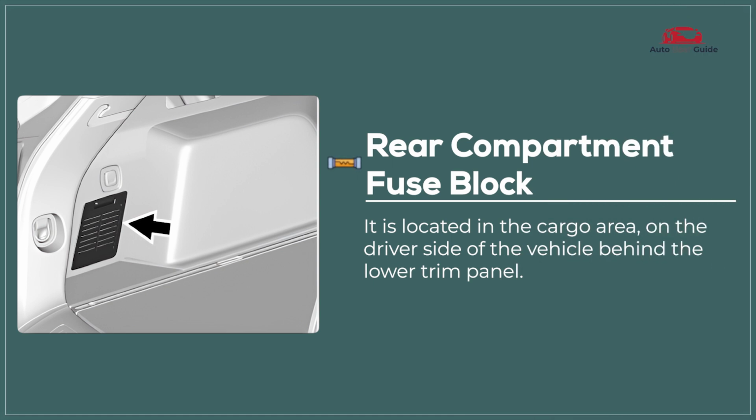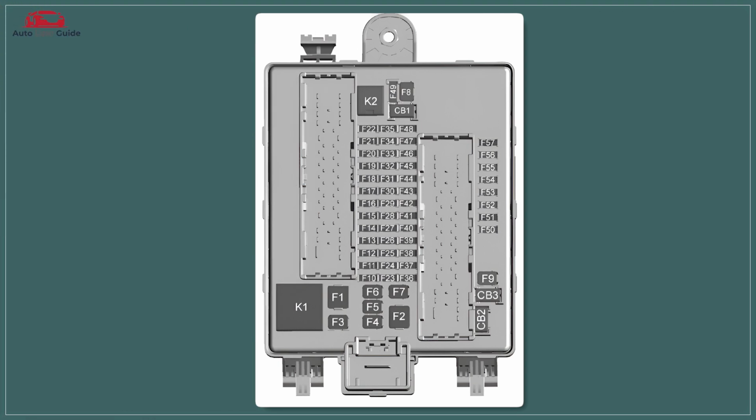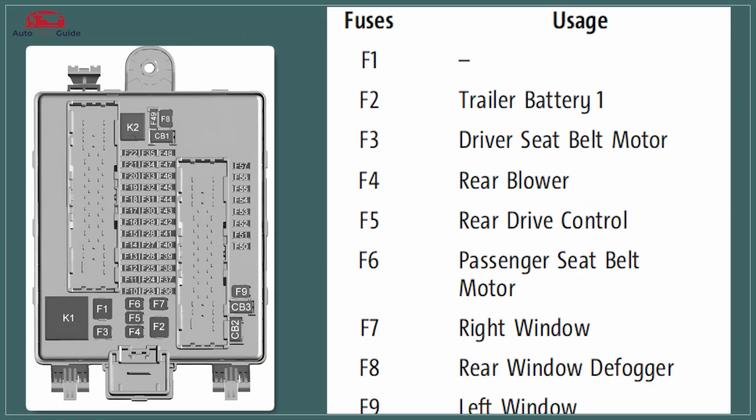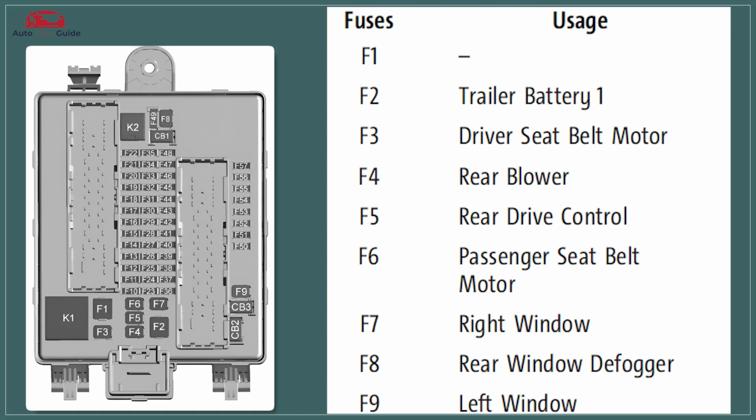Rear compartment fuse block. The rear compartment fuse block houses fuses and relays that protect the electrical components in the rear of the vehicle. These components may include rear lights, power outlets, audio systems, and other accessories.